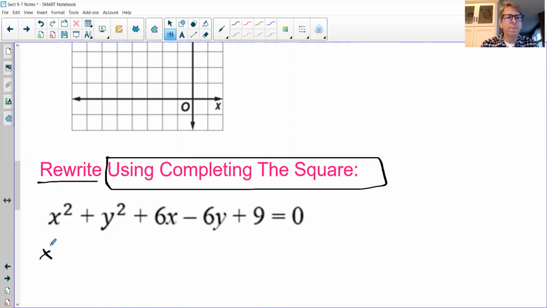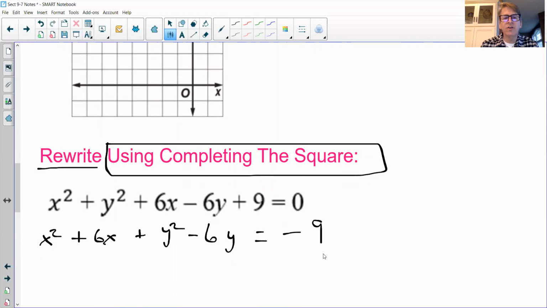x squared plus 6x plus y squared minus 6y. Now I'm going to take this plus 9 and subtract it from the left and the right, and I'll push it over there as a minus 9. Okay, so that's our first step.